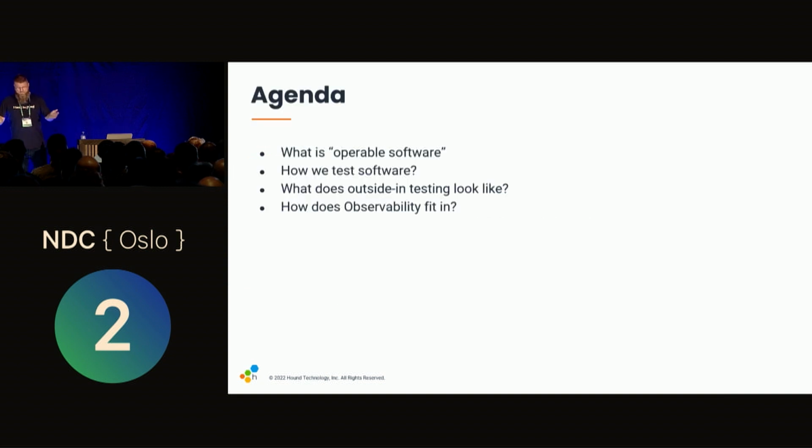So what we're going to do today, we're going to go through what I consider operable software. We're going to talk a little bit about how, as an industry, we test software right now. We're also going to talk about something called outside-in testing. And then we're going to talk about how does observability fit into this whole thing. Now, some of these terms will be things that you know. Some of them they won't. Some of them they'll be new. But hopefully, what I'm doing here is I'm going to bring together a load of concepts that exist in books and blogs and all of that kind of stuff and give you a practical way that you can use them to make your software better.